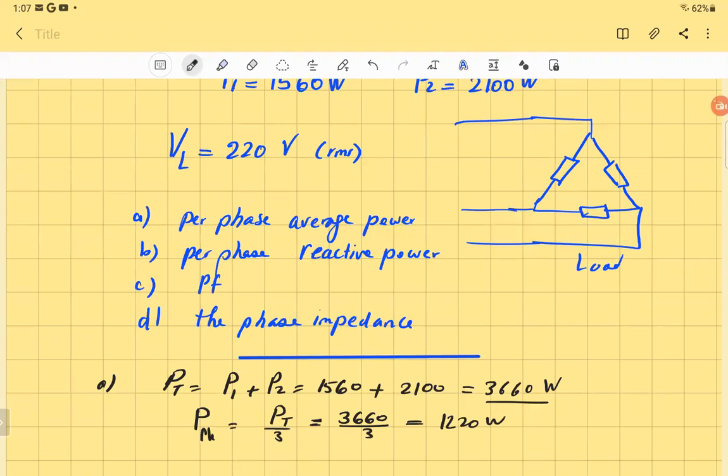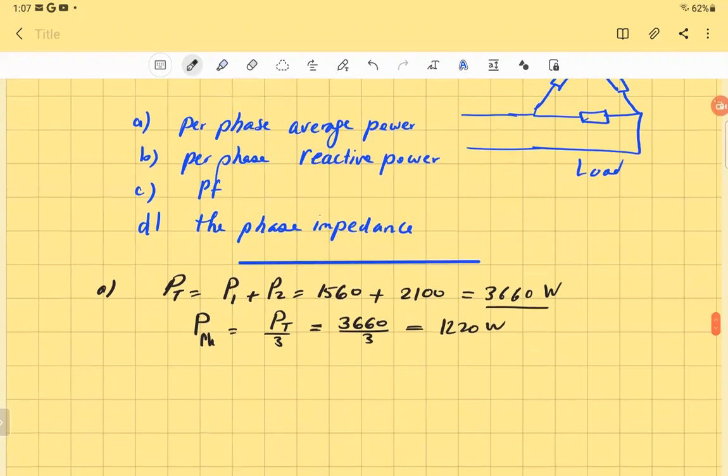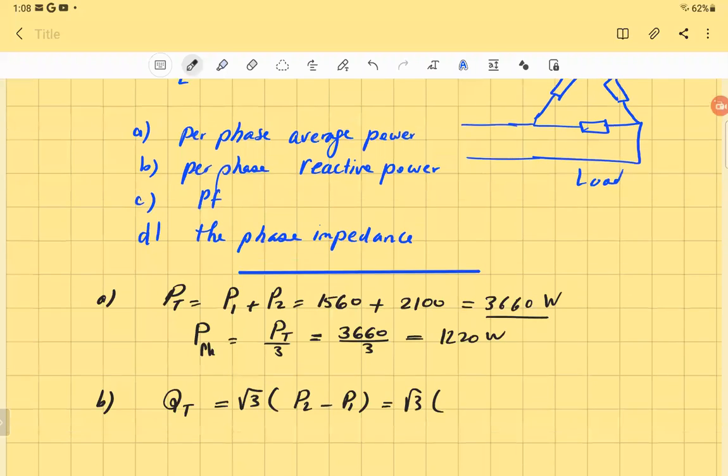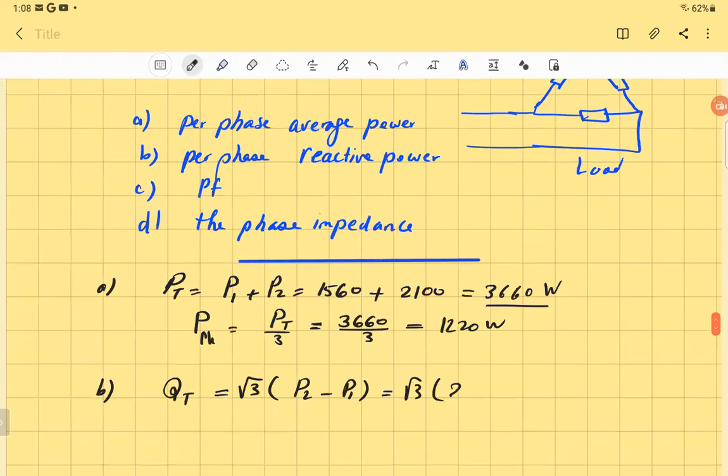Okay. Second question, per phase reactive power. I'm going to use the formula. I subtract P2 minus P1 times square root of 3. So second one, Q total will be equal to square root 3 times P2 minus P1. So square root 3 times 2100 minus 1560. That will give 935.3 var.